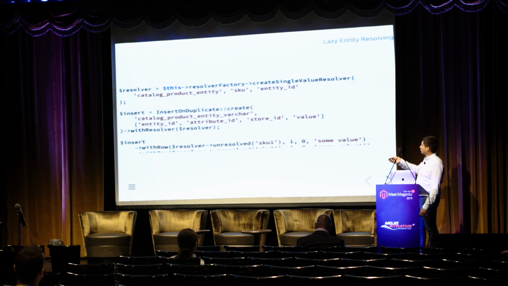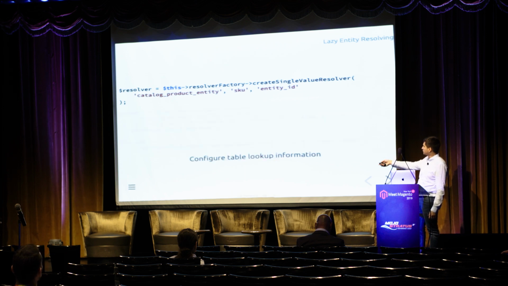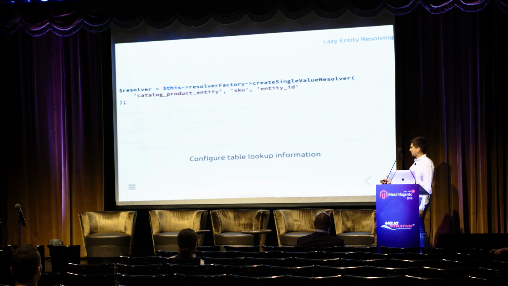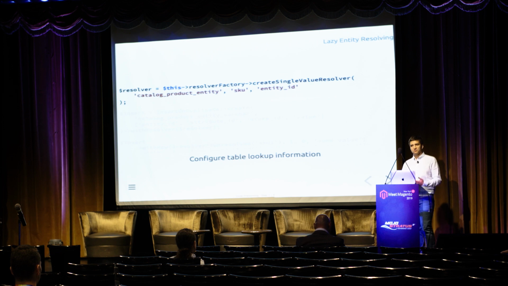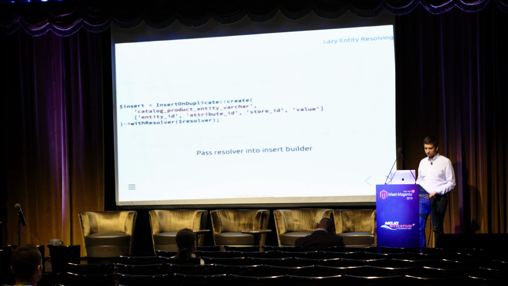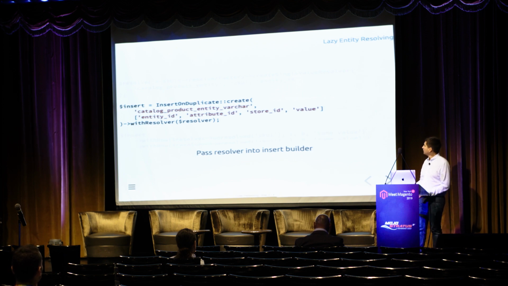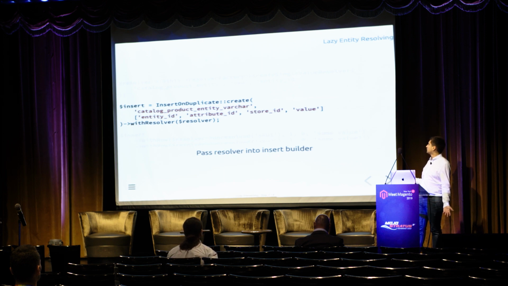First of all, we have our resolver instantiation. In the resolver, you see that I configure the lookup information. I say that this resolver will take some data from catalog product entity. It will search the data by the SKU field, and then it will retrieve an entity ID by this SKU from this table. Then I have my insert on duplicate component that says, hey, I will insert into the varchar table of product. The columns I will use are entity ID, attribute ID, store ID, and value.